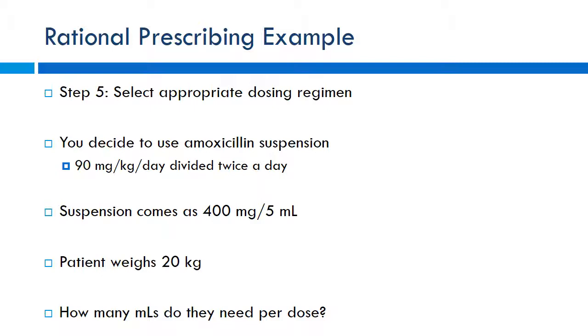Okay, so that would be on your prescription. You would say, hey, we're going to give 900 milligrams twice a day of amoxicillin, 11.25 mLs. You'd also want to write that on there so that the patient knows how much they should actually be getting, and the pharmacist can double check and make sure the math actually works out as well.